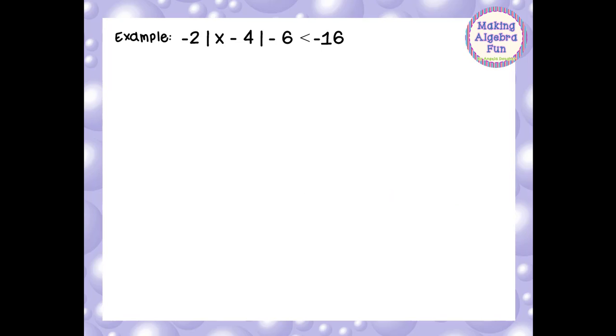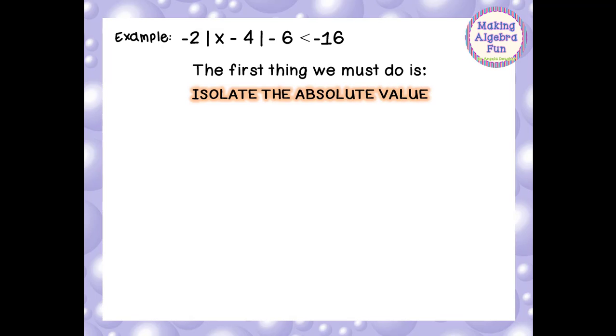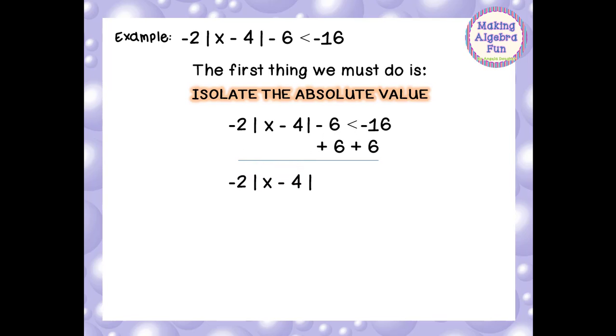So I'm going to do one more example here. This one's got a little bit more going on the outside of the absolute value. So we're going to have to work on all that first. So we isolate the absolute value, same as before. Okay, so what I need to do first is add the 6 to both sides. And that will eliminate your 6's. And when I combine on the right, negative 16 plus 6 gives me negative 10.